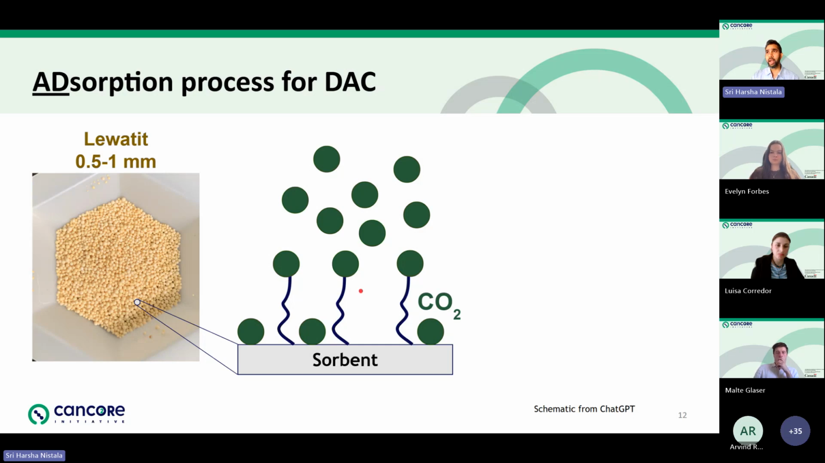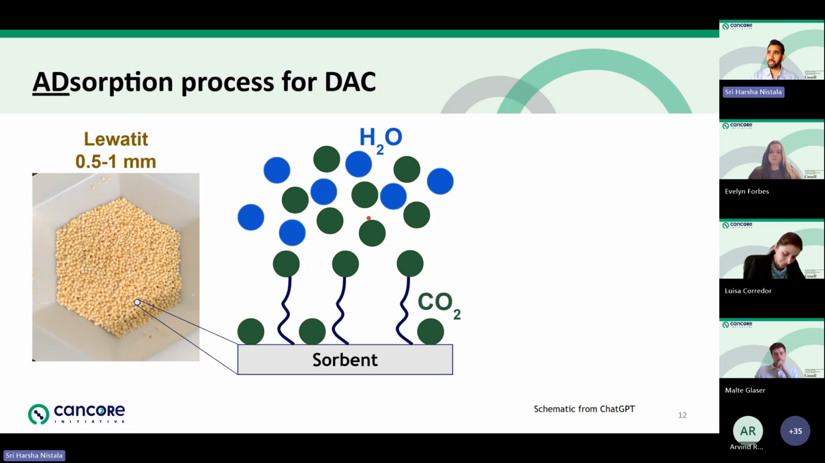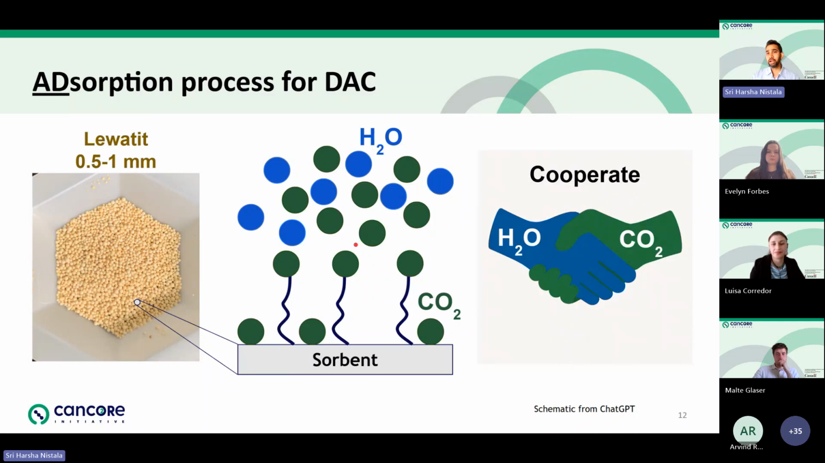As you very well know, air along with carbon dioxide also has a significant amount of humidity or water vapor. And these sorbents also have an affinity for water vapor. So when these sorbents are exposed to air, in addition to CO2, water also sticks to these materials. We particularly know that for materials like this one, water cooperates with CO2, that is, in the presence of water, more CO2 is attached to the surface of the sorbent.